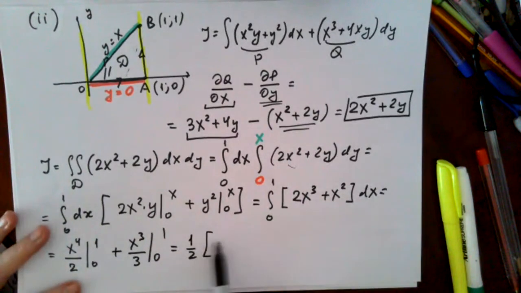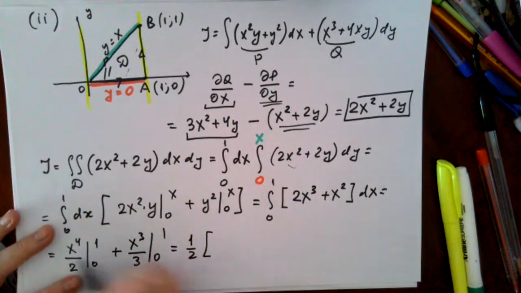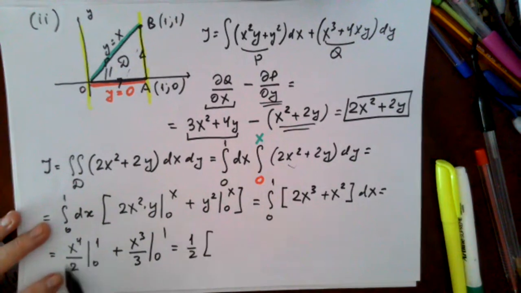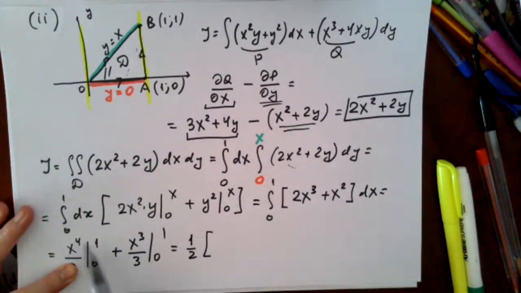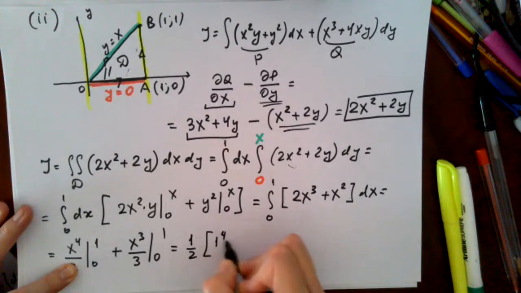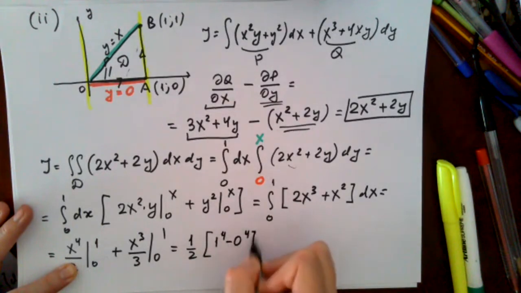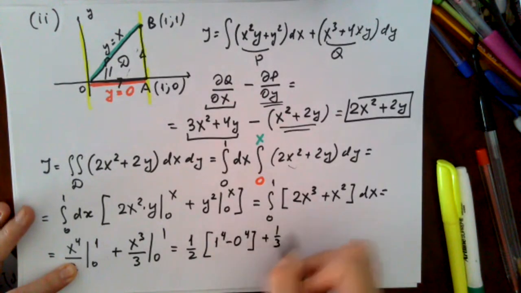Let's practice this very detailed approach as I recommended to you. So I prefer to pull out 1 over 2 and substitute this 1 and 0 and write everything in much detail. 1 to the 4 minus 0 to the 4. This is the best approach during exams.